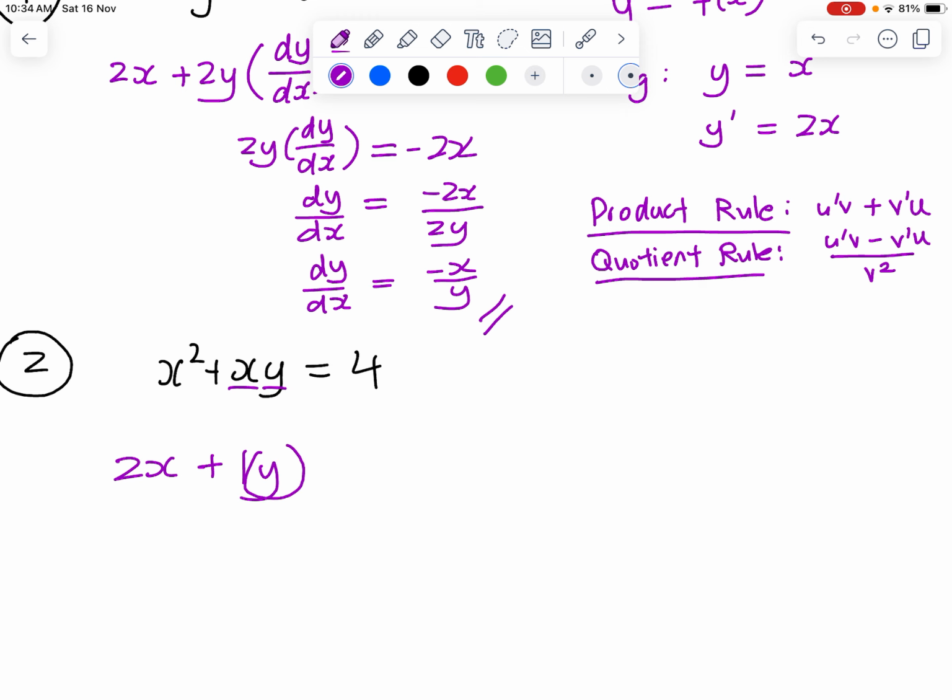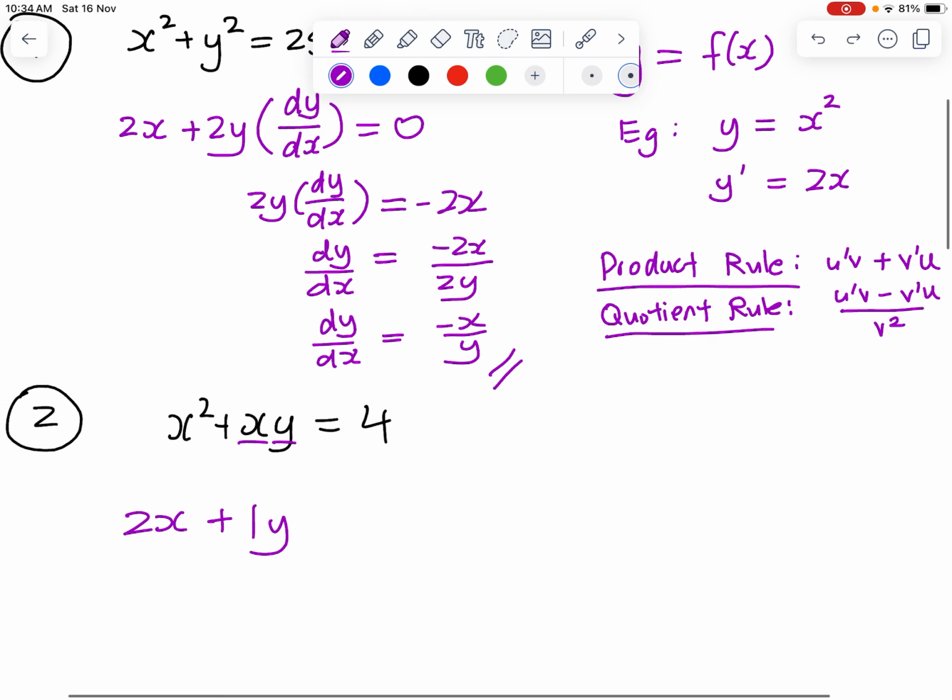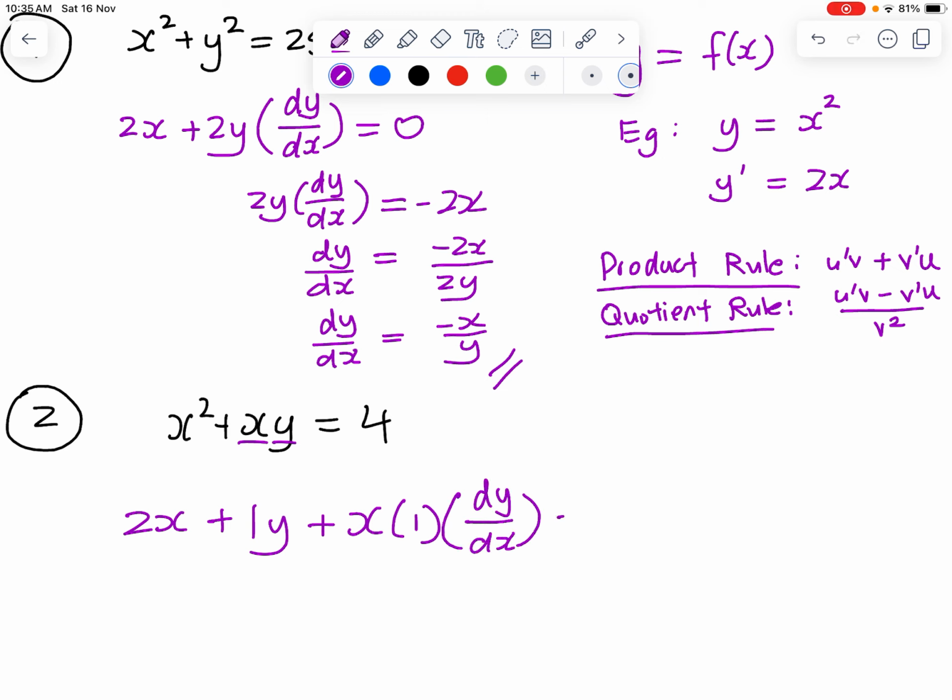And in this case, we have the y value, but we do not need to multiply by dy by dx because that's not the derivative of y. We're finding the derivative of x only. And then now we have the derivative of y times x. So x times the derivative of y is 1, and because we found the derivative of y, we must multiply by dy by dx. And the derivative of the constant is 0.